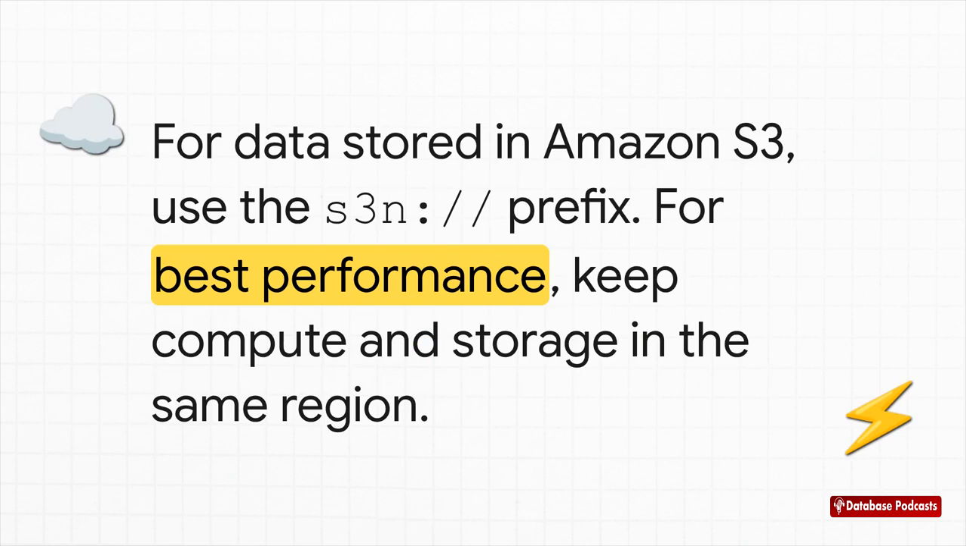Same idea, different prefix. For data sitting in Amazon S3, the prefix is s3n://. You'll see this all the time with data lakes. And here's a little pro tip for you. For the best possible performance, you really want your compute cluster, like your EC2 instances, to be in the same geographic region as your S3 bucket. It makes a huge difference.